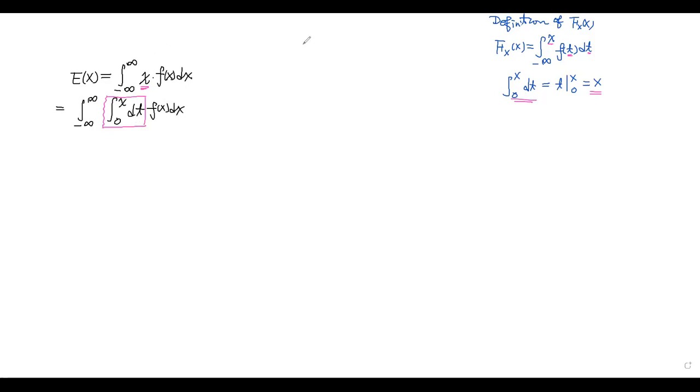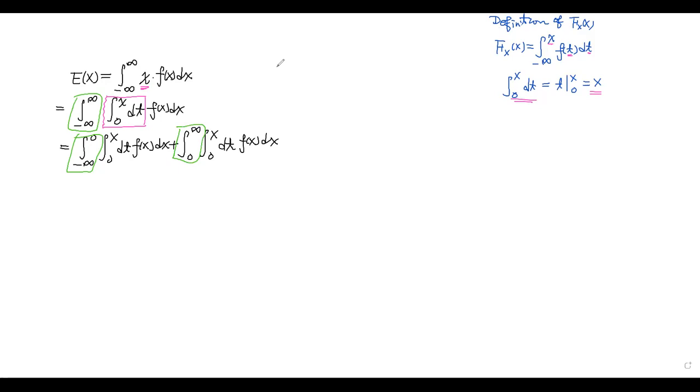Next, we can break this up. This part I can break into two parts: from negative infinity to 0 of the integral from 0 to x dt, f of x dx, plus from 0 to positive infinity of the integral from 0 to x dt, f of x dx. The same thing, nothing changed, I just broke it into these two.